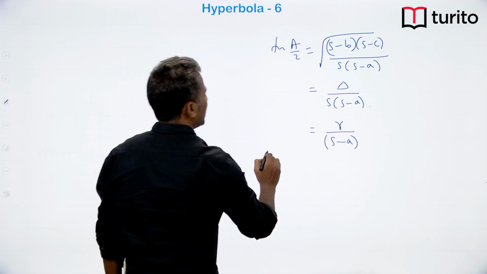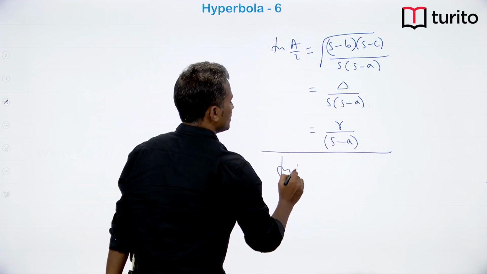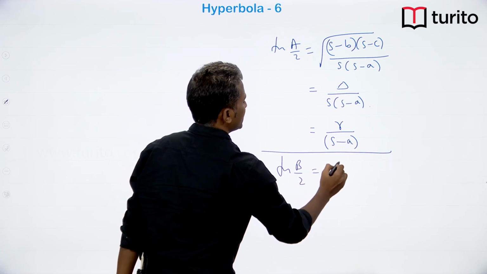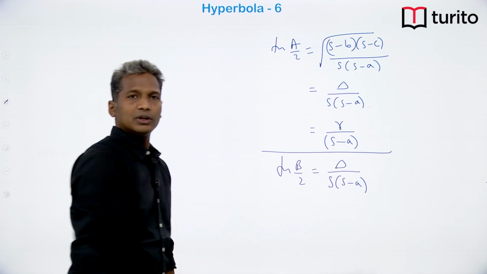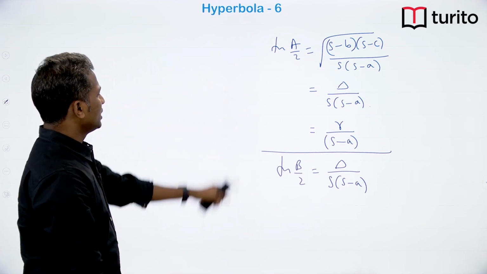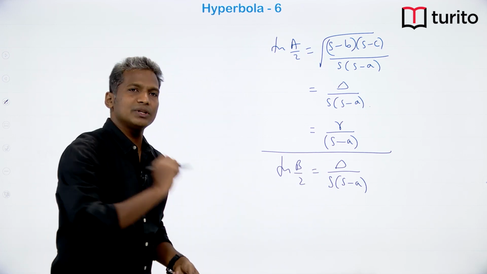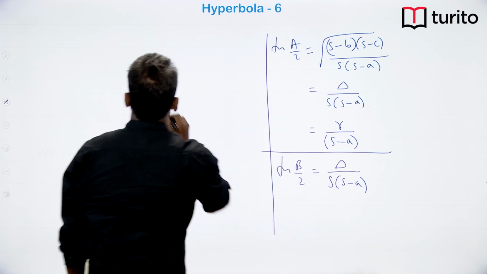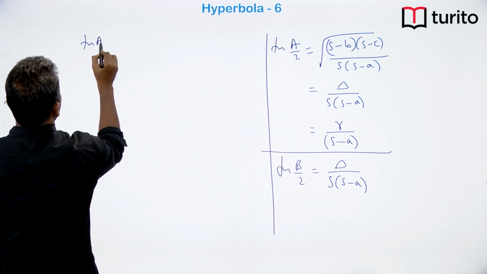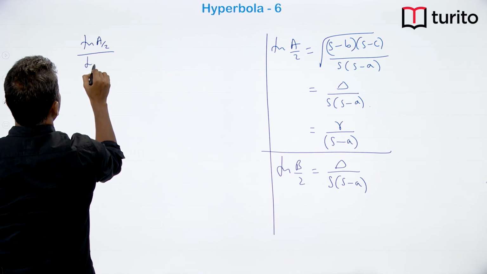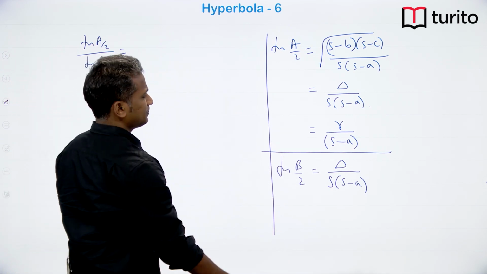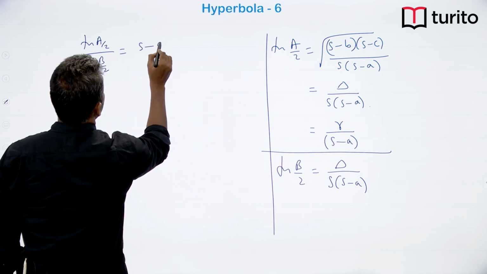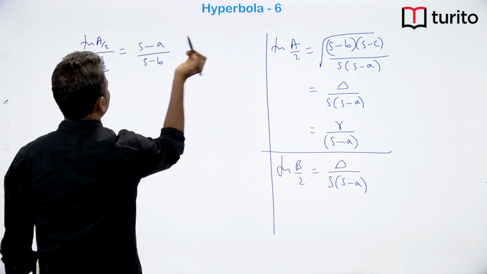Now, we know tan A by 2. In a similar manner, we can also get tan B by 2. So, let us say I take the delta version, you can take any version you want. Now, the ratio of these two is given as constant k. So that means I can say that tan A by 2 by tan B by 2 must be equal to, what do I get here? S minus a by s minus b.